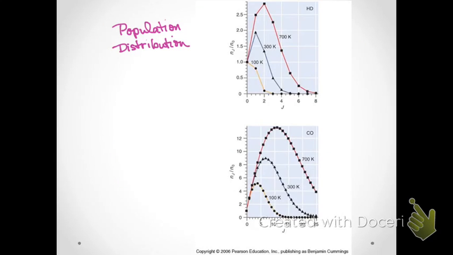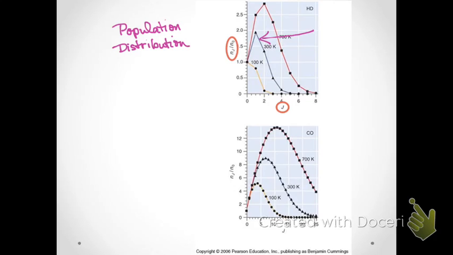So if we plot this Boltzmann distribution as a function of J, we end up with these two graphs seen here. These graphs show the ratio of n sub J over n sub 0 along the vertical axis, plotted versus J along the horizontal axis. If we look at the 300 K graph, that is, we plot this as a function of temperature, at 300 Kelvin we do indeed see a maximum population.